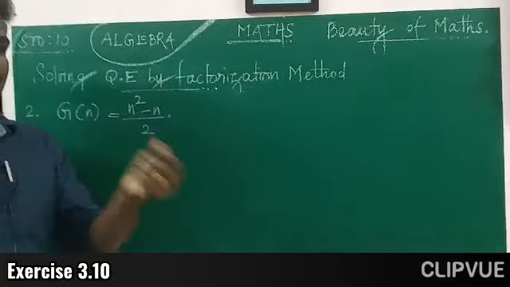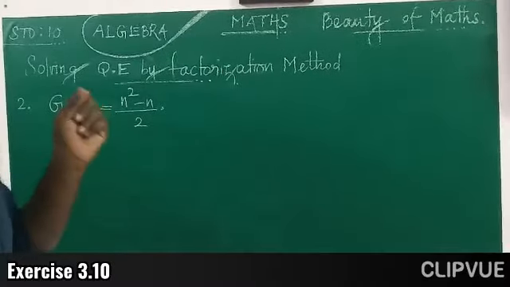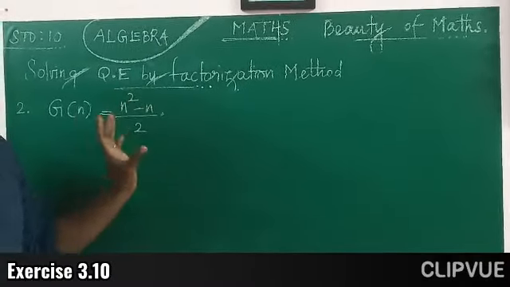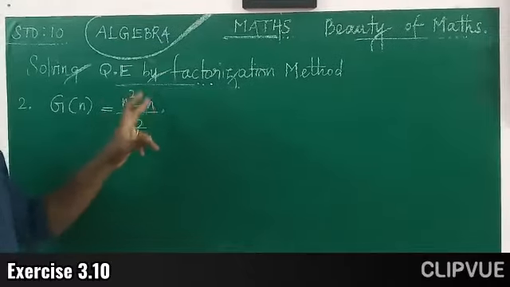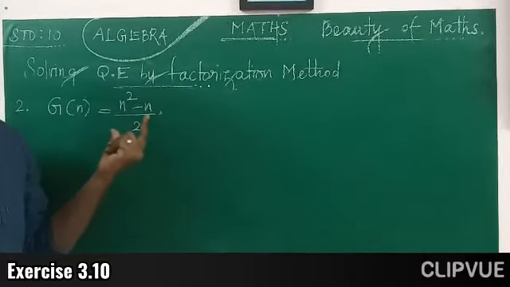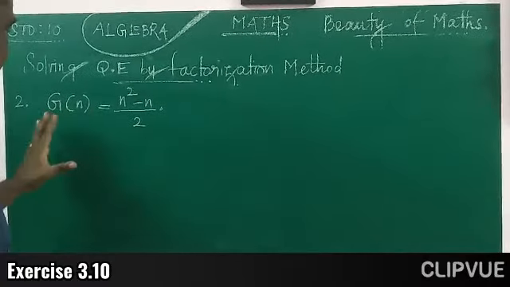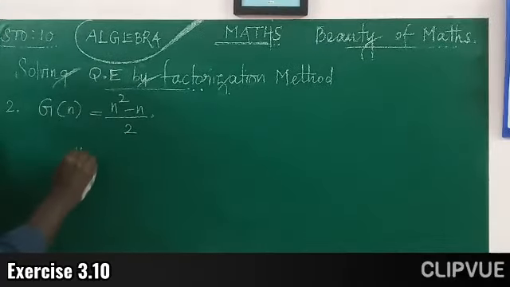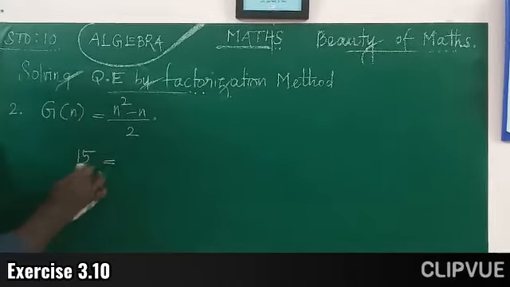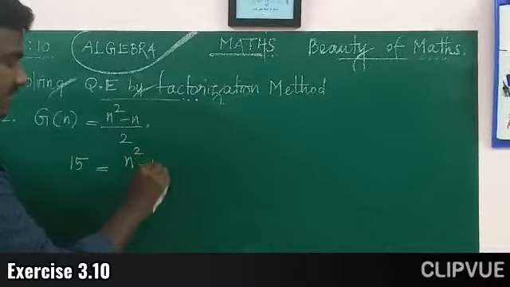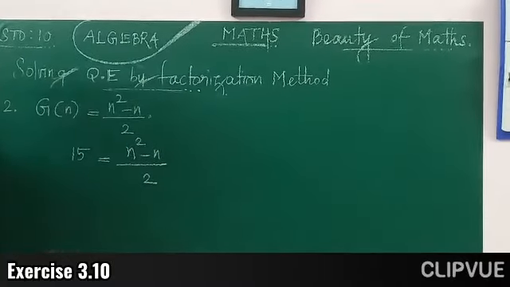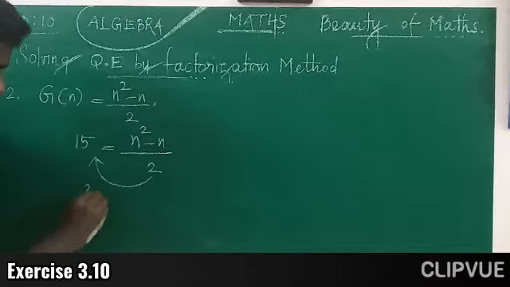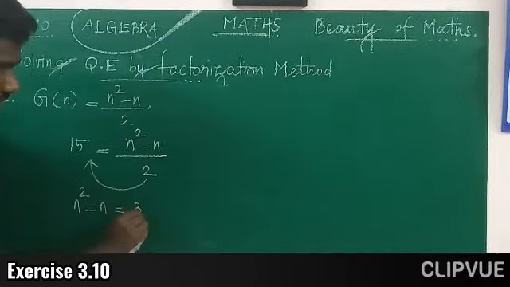You have not yet learned the second lesson. While teaching the second lesson, I will explain this general term, n square minus n divided by 2, in detail. Here the total number of games is 15, as clearly given. So 15 is equal to n square minus n divided by 2. We can simplify it: 2 times 15 equals 30, so n square minus n is equal to 30.